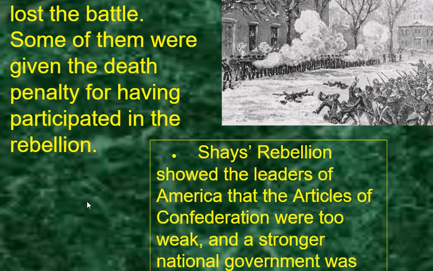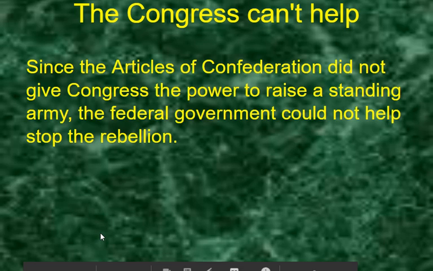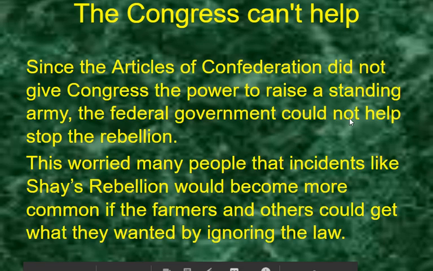What the result of this was, when you're talking about the Articles of Confederation, was that it was the thing that kind of came to a head and said, this new government is way too weak, and we need a stronger national government. Since the Articles of Confederation did not give Congress the power to raise a standing army, the federal government couldn't help. People began worrying that rebellions like this would pop up all over the country. And also, we realized that we weren't providing for the people in our nation.